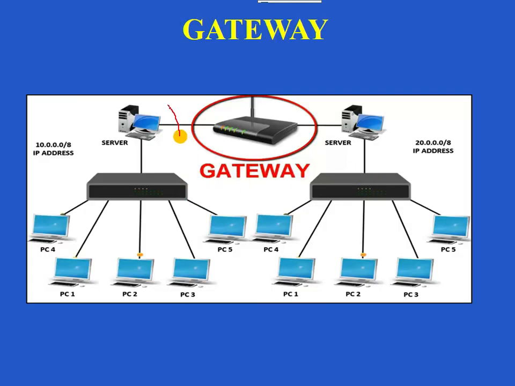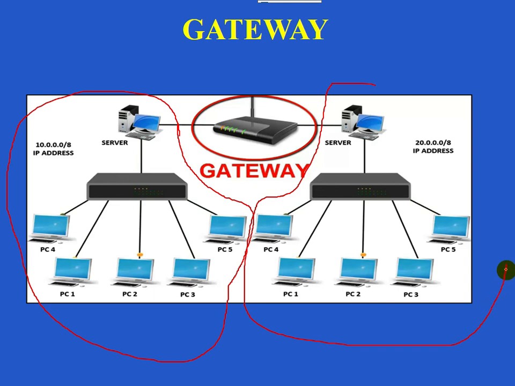Finally, in order to connect dissimilar networks, we make use of a gateway. Say this is one network, this is another network, and they are dissimilar. Dissimilar means the platform is different. What is a platform? Operating system and hardware together, that is known by the name platform. Suppose here it is the Windows operating system and Intel Pentium processor. Here it is the Linux operating system and AMD Athlon processor. So they are different platforms, dissimilar networks. They can be connected using a gateway, and in the internet we make use of gateways.